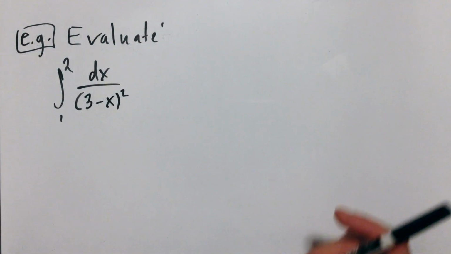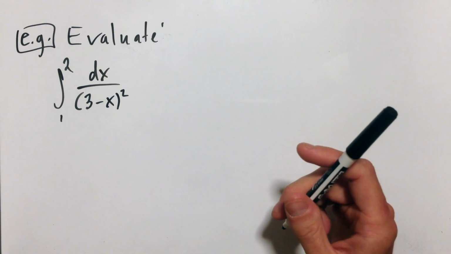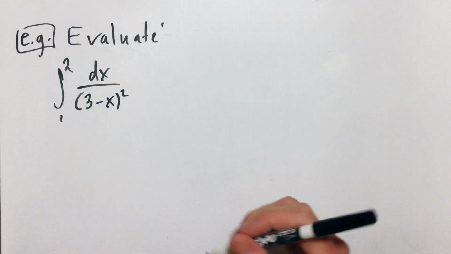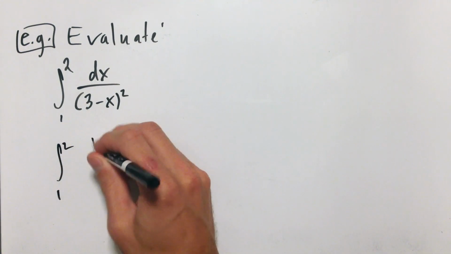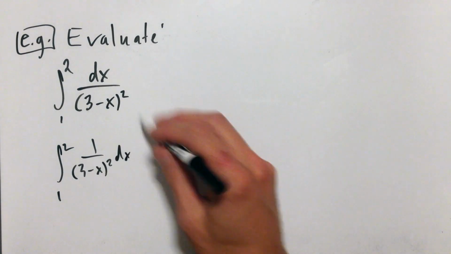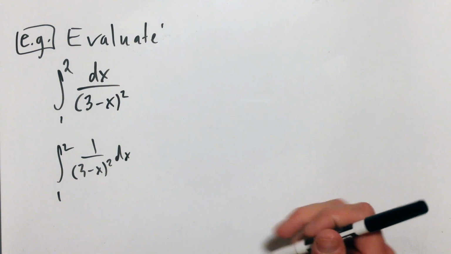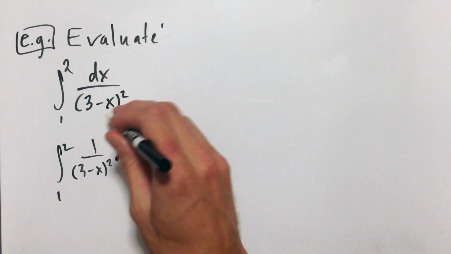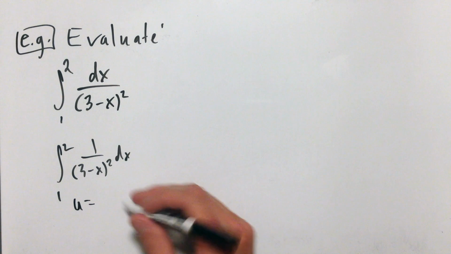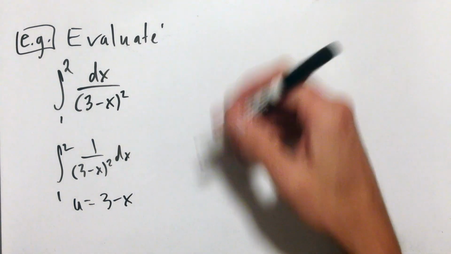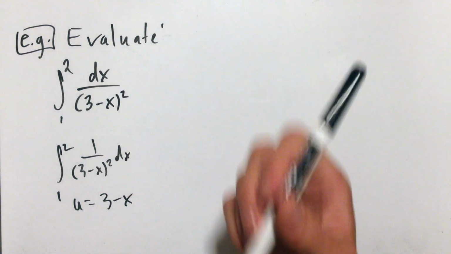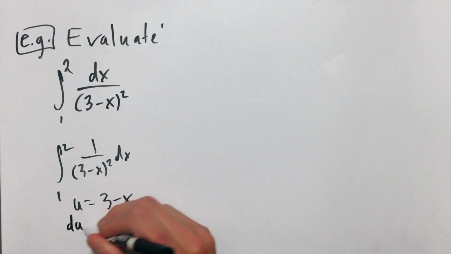Fantastic. Okay, so let's evaluate the integral from 1 to 2 of dx over 3 minus x squared. Now when I write dx over 3 minus x squared like this, what this is really supposed to mean is 1 over 3 minus x squared dx. But people just like to write the dx in the numerator like that. Anyways, so when I see something like this, I see a function inside of a function. The inside function is 3 minus x. So that suggests that I want u to be equal to the inside function 3 minus x, even though I don't see a product, even though I don't really see the derivative of 3 minus x floating around. Just because I have a function inside of a function suggests this is the thing to do.